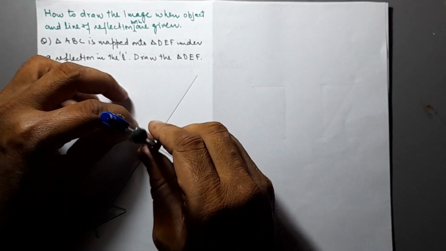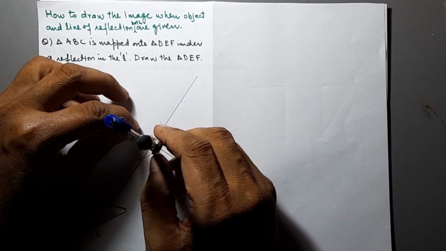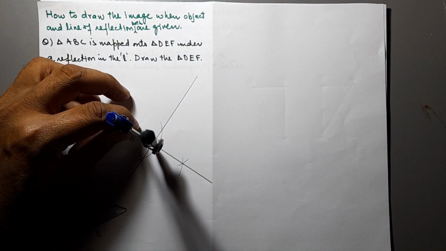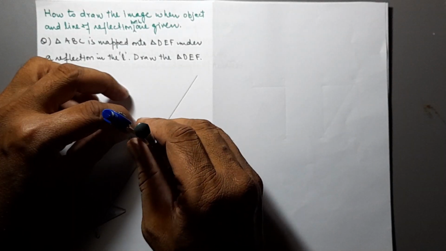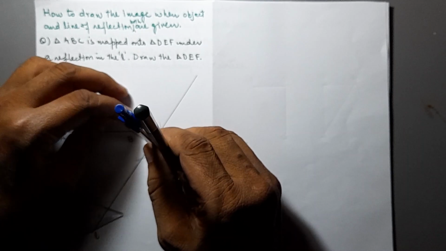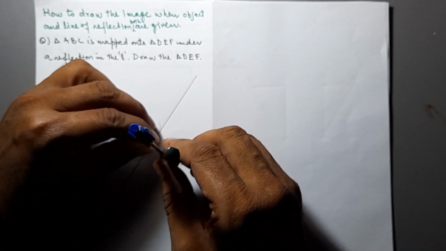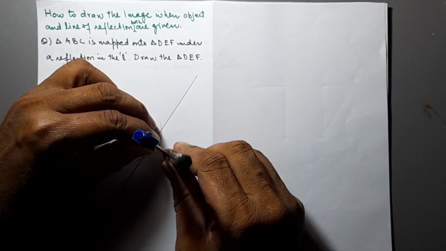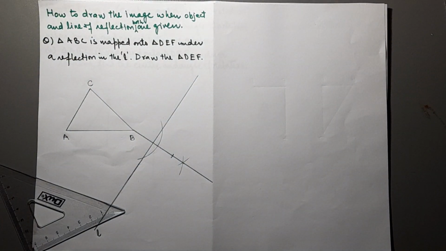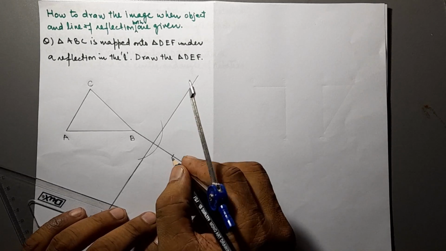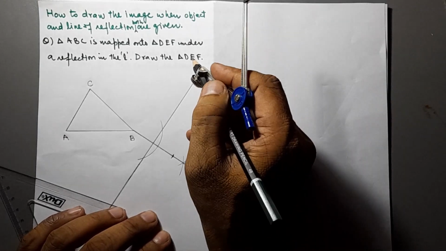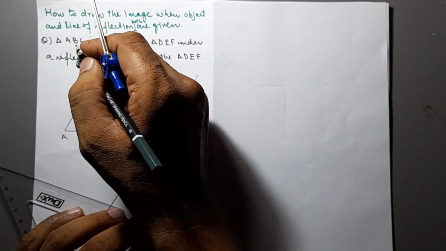From the compass, we will measure the distance of the object from the line of reflection. Now, from the line of reflection, I will draw an arc on the perpendicular. This point is the point E.